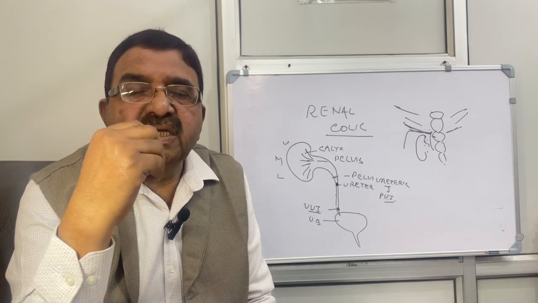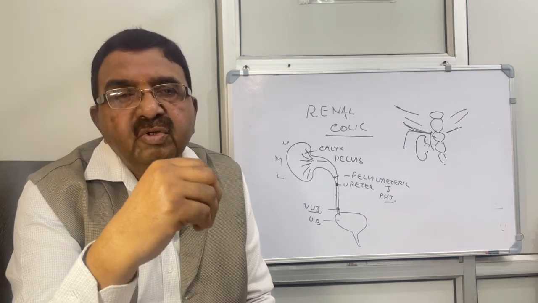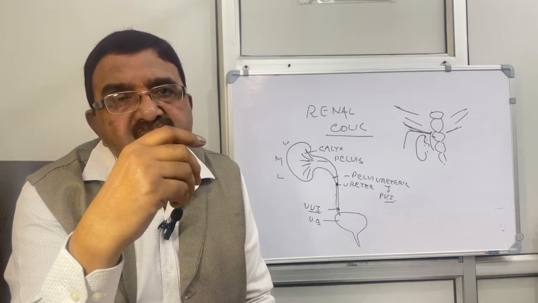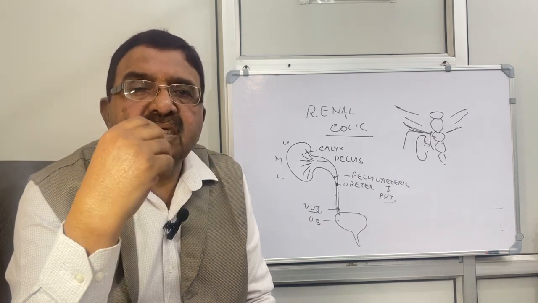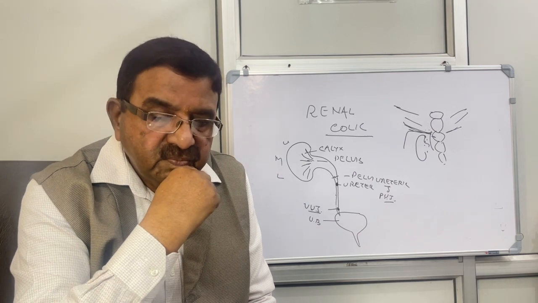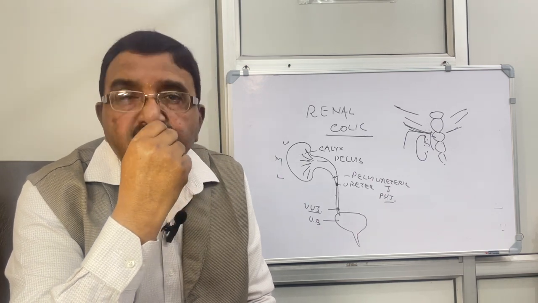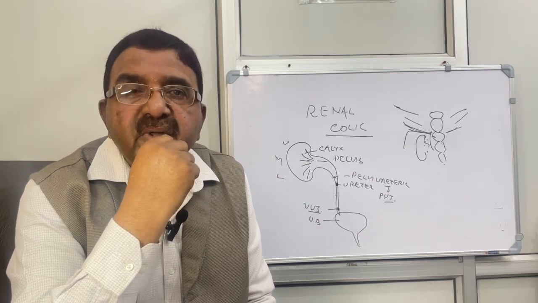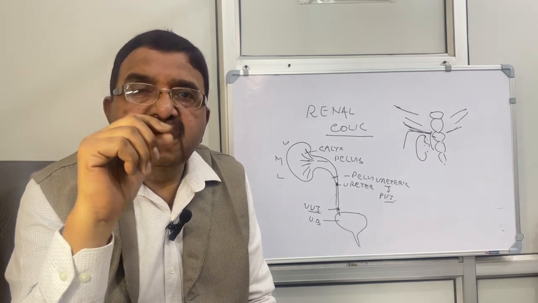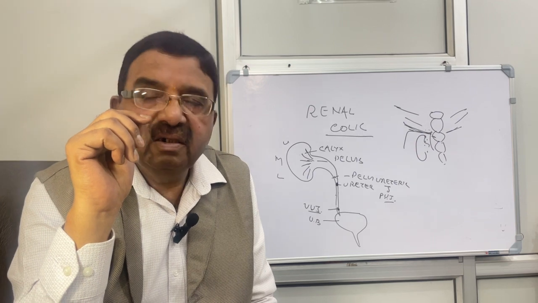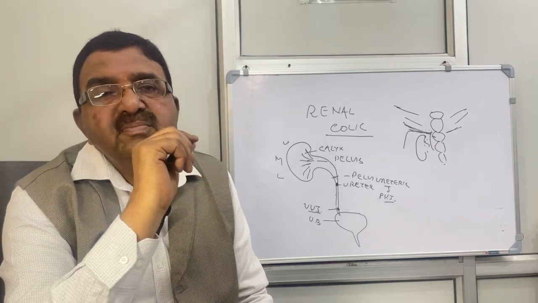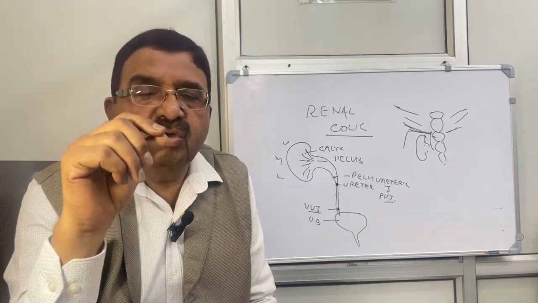Urgency, that means the patient has to go to urinate, otherwise he may become incontinent or it may pass into the undergarments. And then burning micturition. The patient may also complain of burning micturition in the urethra. So these are important symptoms and signs of renal colic.